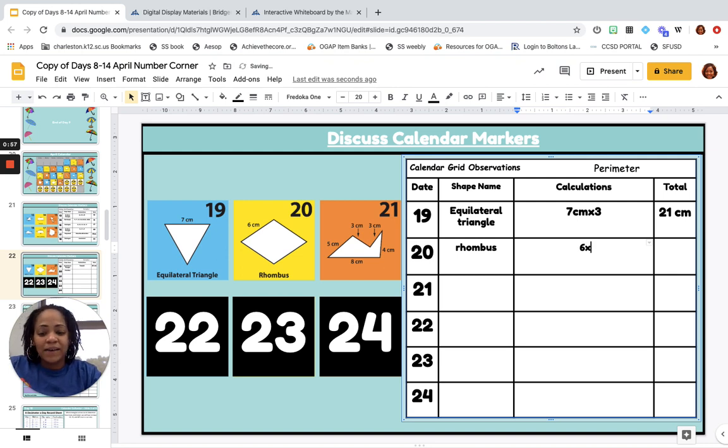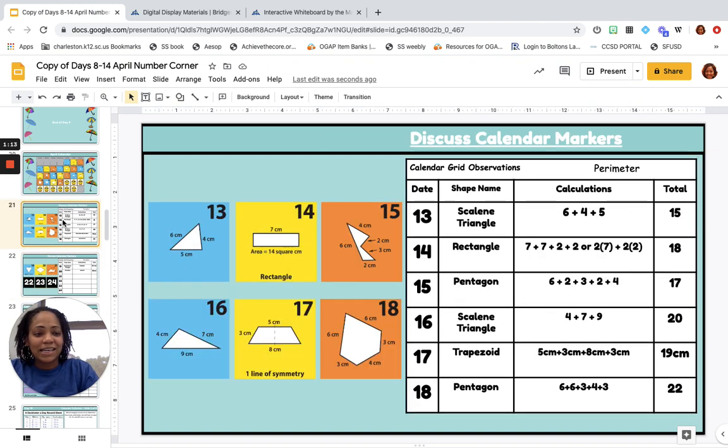Yeah, that's the only way we would be able to figure out what the perimeter is. So that means I have 6 times 4 because I have 4 sides, and I'm going to be specific with my units, which means I have 24 centimeters. 6 plus 6 plus 6 plus 6.